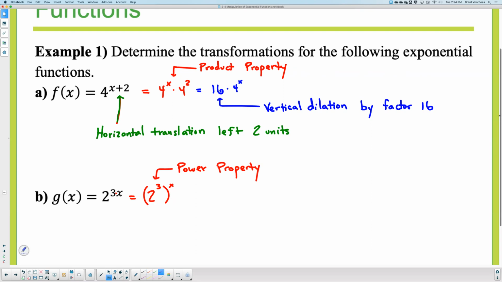Okay, so now let's simplify. What is 2 cubed the same thing as? 2 times 2 times 2. You could rewrite this as 8 to the power of x.